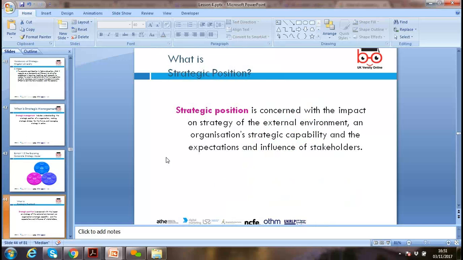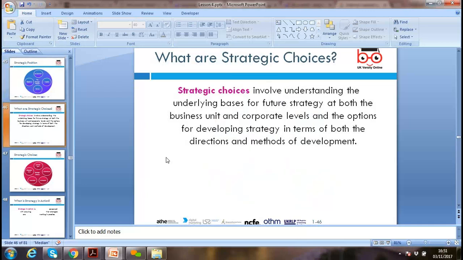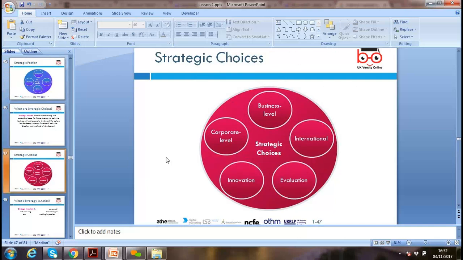Strategic positioning is concerned with the impact on the strategies. How could we position? We need to look around the environment, the purpose, the culture, and the capabilities. Our strategic choices involve understanding the basis of the future strategies of the business unit.